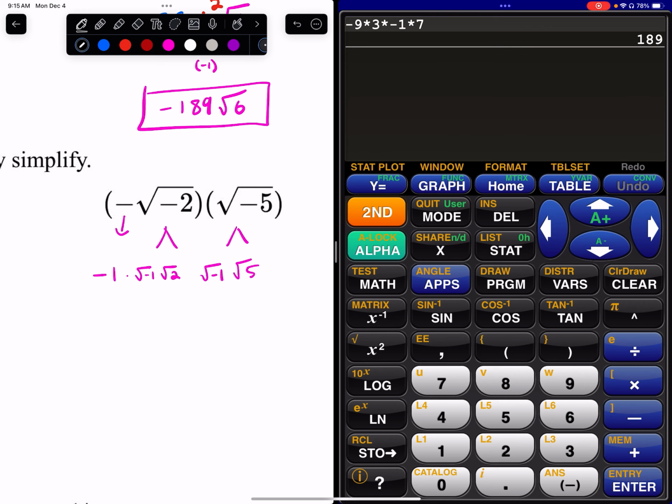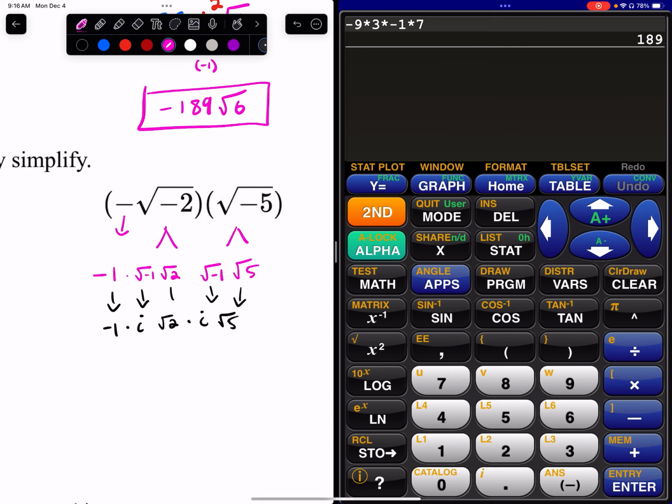So again, step by step. If I move this step down, I can see very clearly what is going to be coming next. Well, negative 1 is going to remain the same. Square root of negative 1 becomes an i. Square root of 2 remains the same. Square root of negative 1 becomes an i. Square root of 5 remains the same at the square root of 5.